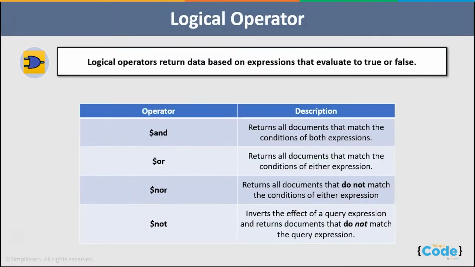So those were some examples of comparison operators. Let us move ahead with logical operators now. Logical operators return data based on an expression that evaluates the given condition to either true or false. In general, we have four different types of logical operators in MongoDB, which are AND, OR, NOT and NOR, which is similar to other programming languages where we use logical operators, and similar to SQL as well. The AND operator returns all the documents that match the conditions of both the expressions specified.